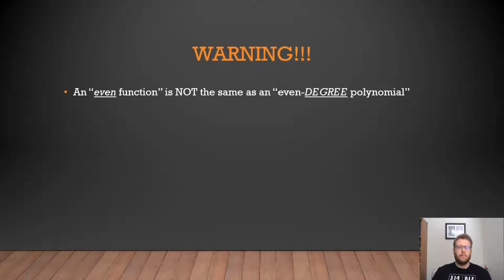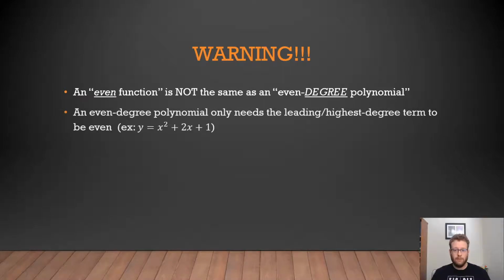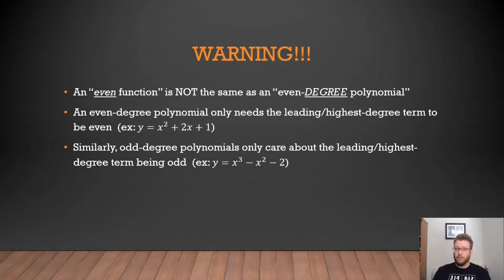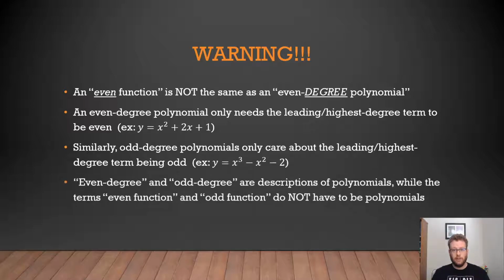An even degree polynomial needs the leading or highest term to be, well, even. So the degree of the polynomial, which is based off the degree of the highest degree term, must be even. Similarly, odd degree polynomials only really care about that first term, and that has to be odd. Even degree and odd degree, therefore, are descriptions of polynomials. You have to have a first term with a power of a variable, and so polynomials are what we're talking about when we say even degree and odd degree.